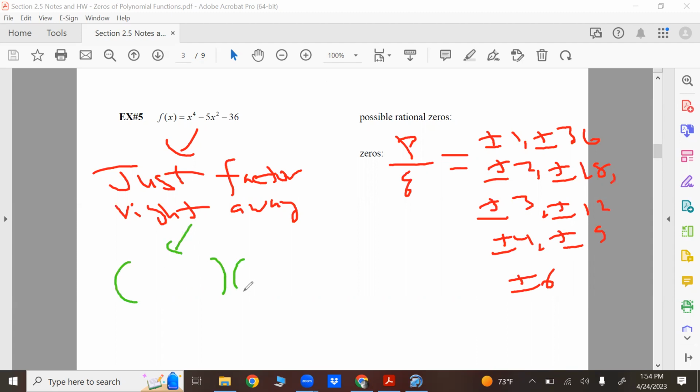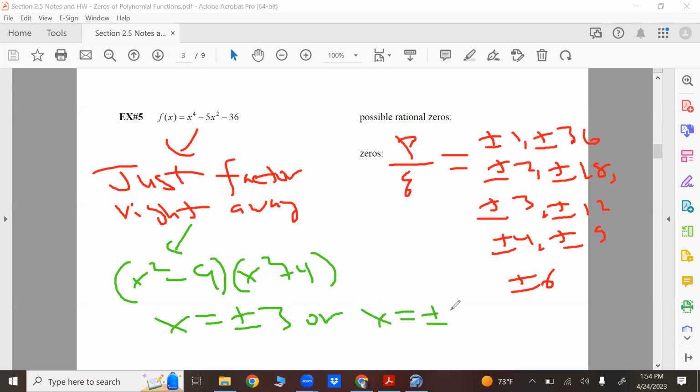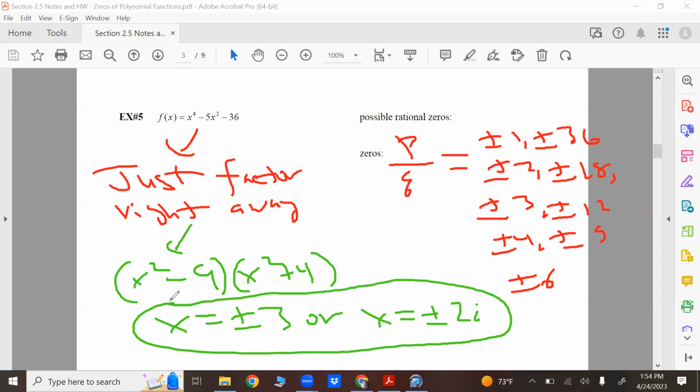X minus 6. So you could do x squared. And what two numbers multiply to negative 36 and add to negative 5? 4 and 9, but one's negative: negative 9 and 4, right? So x is going to be plus or minus 3, or x is going to equal plus or minus 2i, because that's imaginary. I know, terribly exciting.